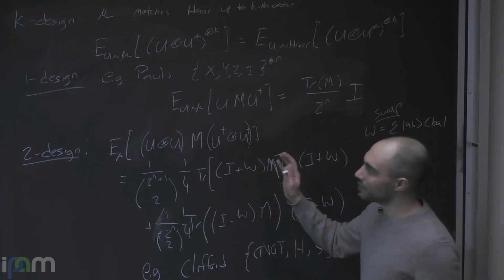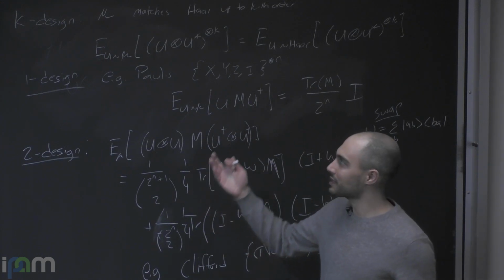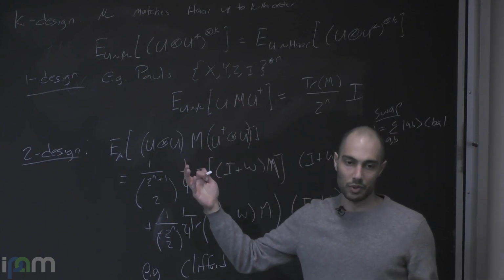If you forget unitaries and think of just random distributions, it's saying it's agreeing with some distribution up to the second moment.